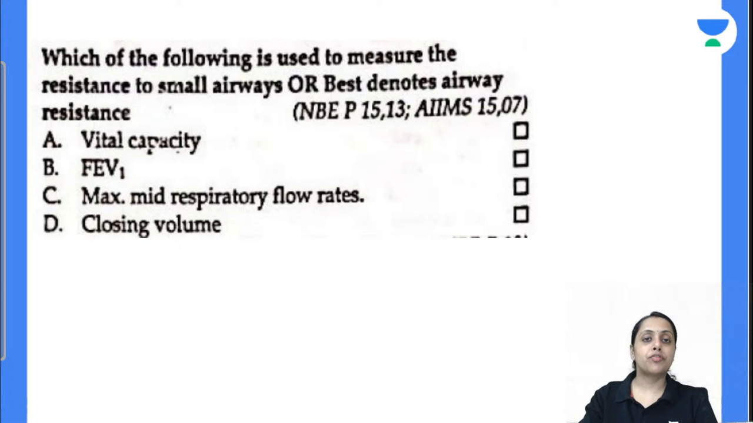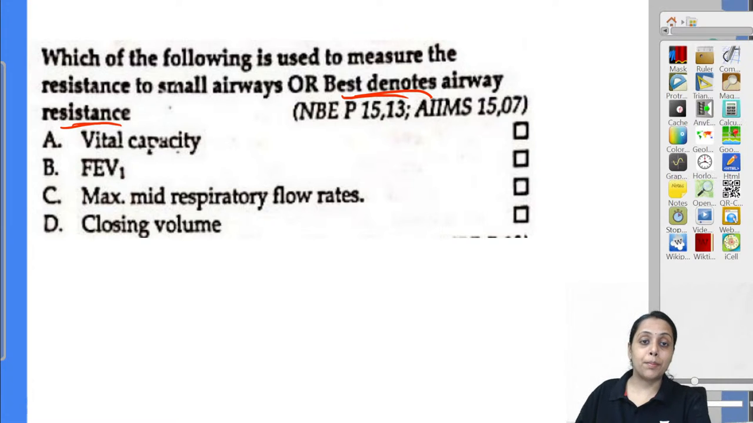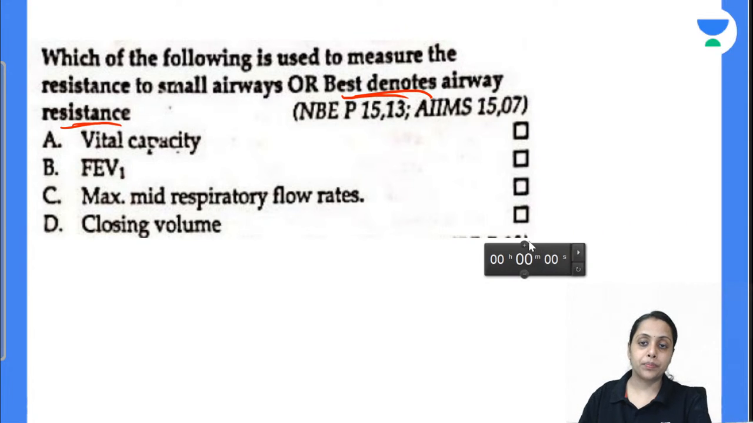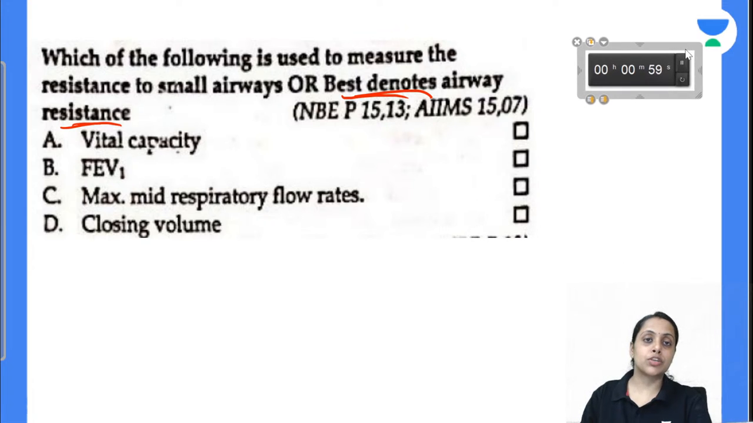Next one. Which of the following is used to measure the resistance to small airway or best denote airway resistance? Option A, vital capacity. Option B, FEV1. Option C, maximum mid respiratory flow rate. Option D, closing volume. So everybody answer this question.